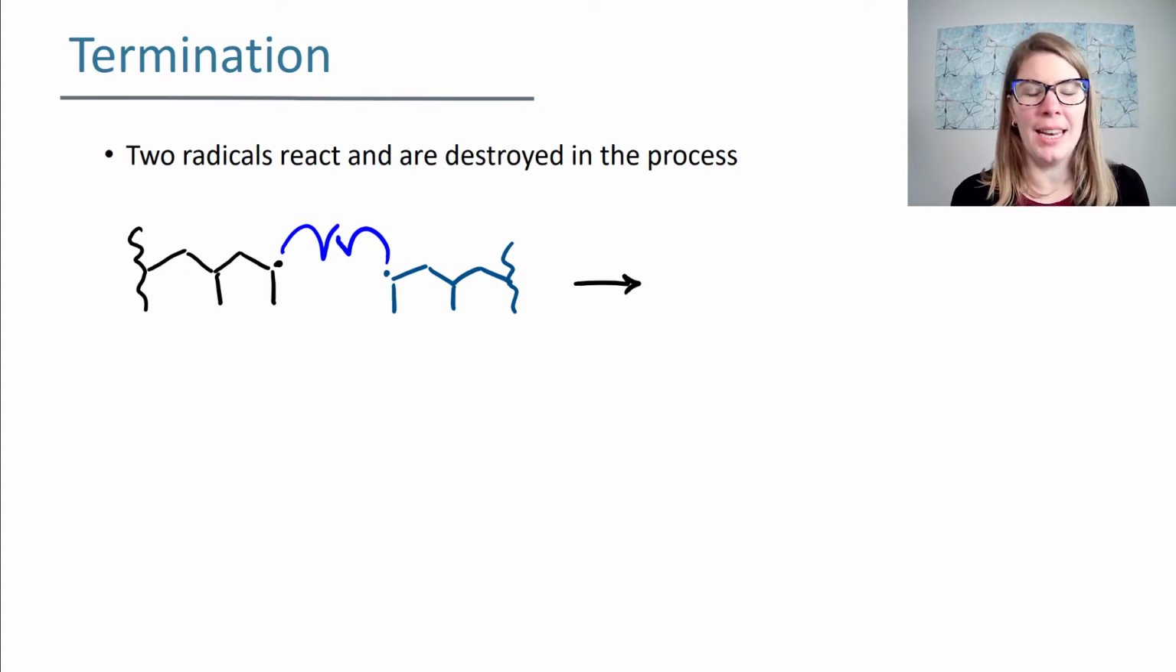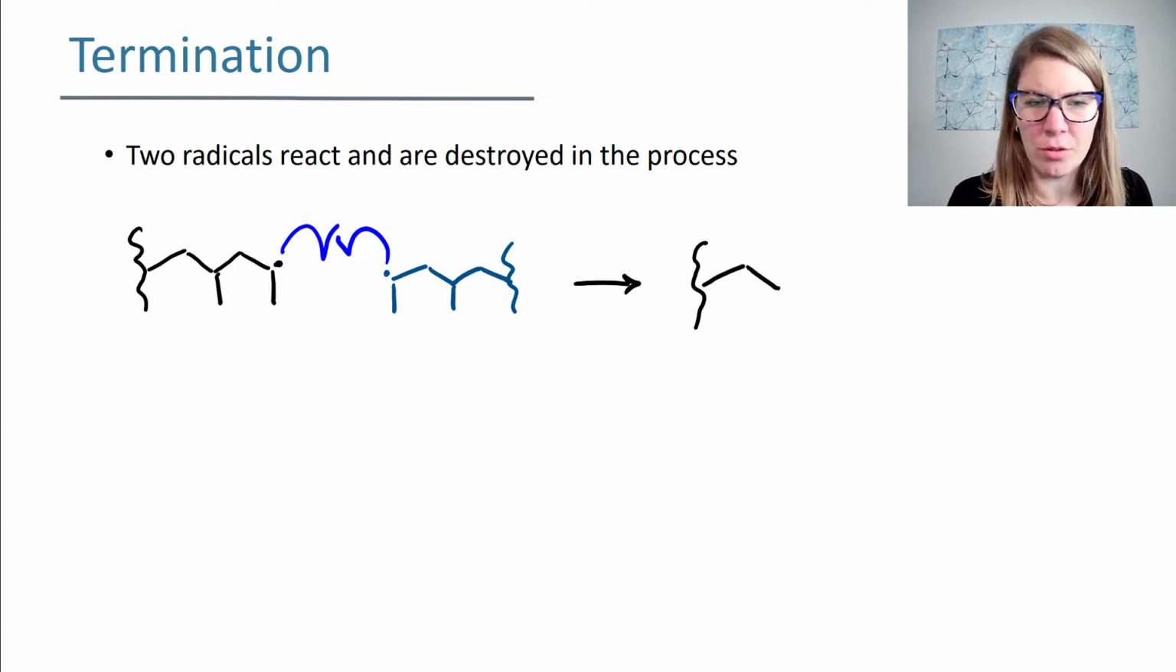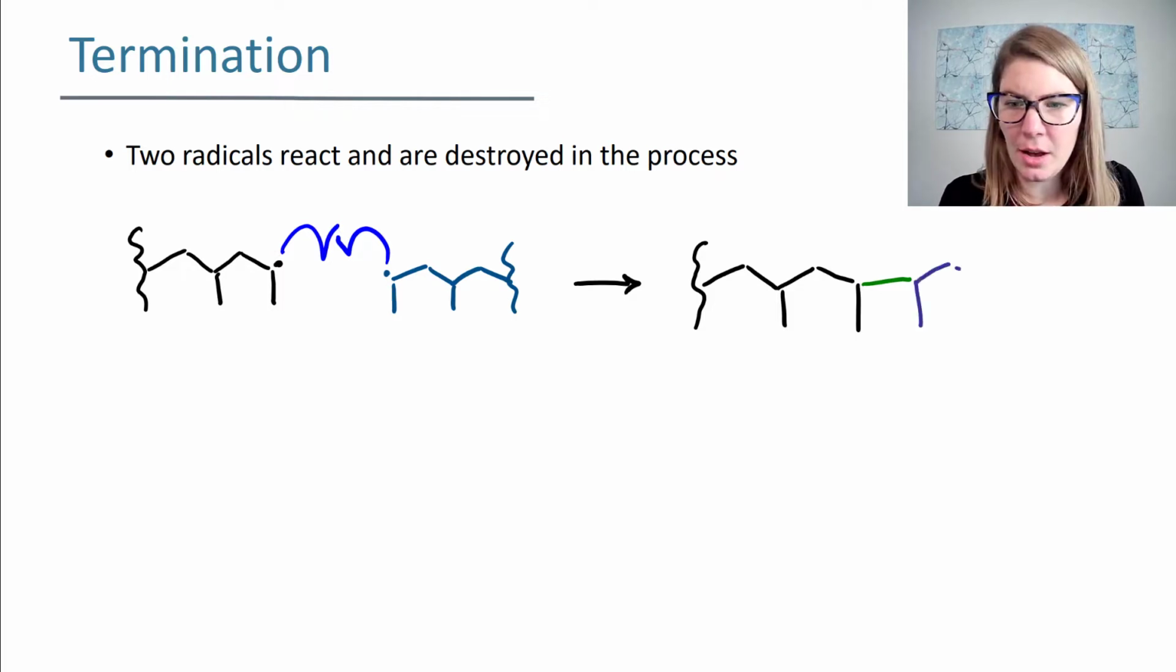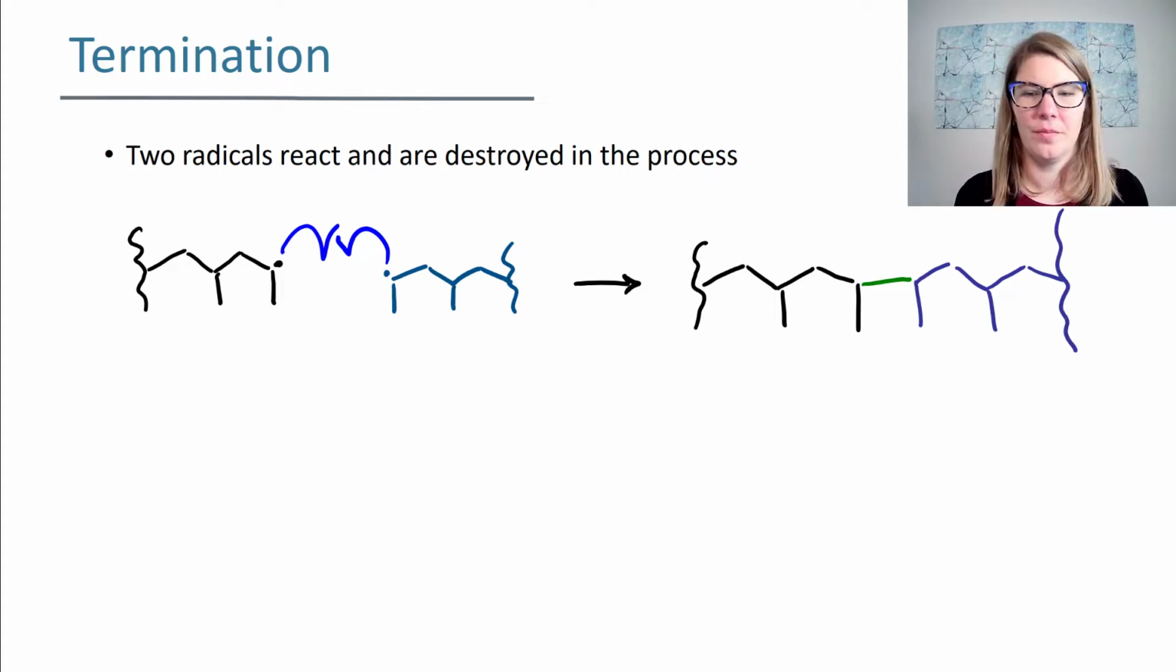I'm going to go ahead and continue my color coding and my product so I can show you where these two chains combine. So first, I'm going to draw this part, and then I'm going to connect my two chains with a green bond to say that this bond is new. It's not part of the carbons that were drawn on the left-hand side. And now this is the rest of my chain.